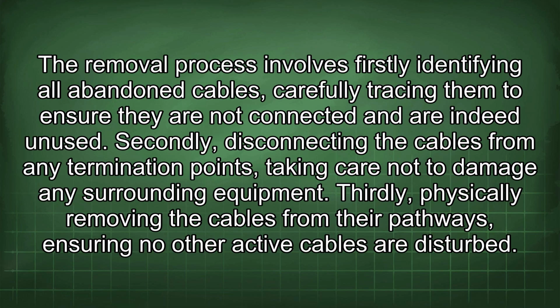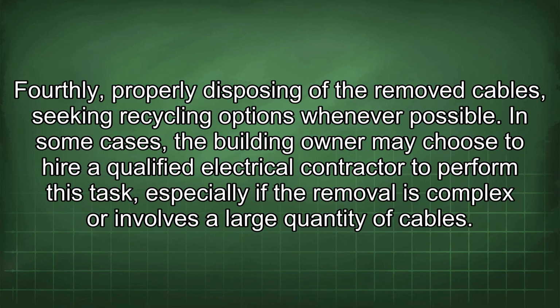The removal process involves firstly identifying all abandoned cables, carefully tracing them to ensure they are not connected and are indeed unused. Secondly, disconnecting the cables from any termination points, taking care not to damage any surrounding equipment. Thirdly, physically removing the cables from their pathways, ensuring no other active cables are disturbed. Fourthly, properly disposing of the removed cables, seeking recycling options whenever possible.